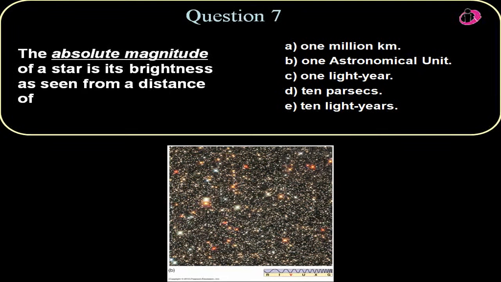Question number 7. The absolute magnitude of stars is brightness as seen from a distance of... Well, the absolute magnitude is taking a standard distance away from us and putting all the stars at that standard distance, measuring its brightness at that distance. So we have a way to compare all stars. And that is at a standard distance of 10 parsecs away, or about 33 light years. And our answer here then would be 10 parsecs, or D.